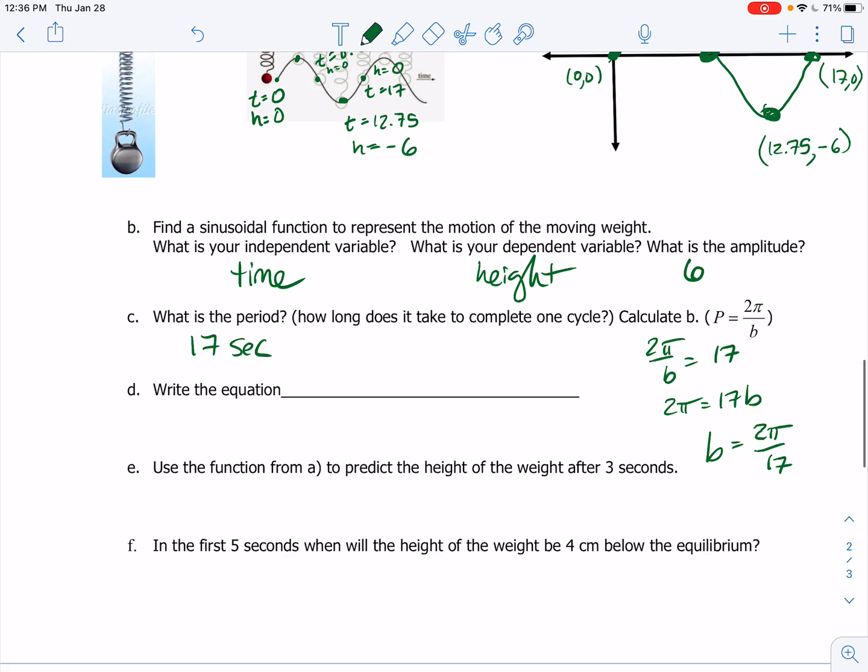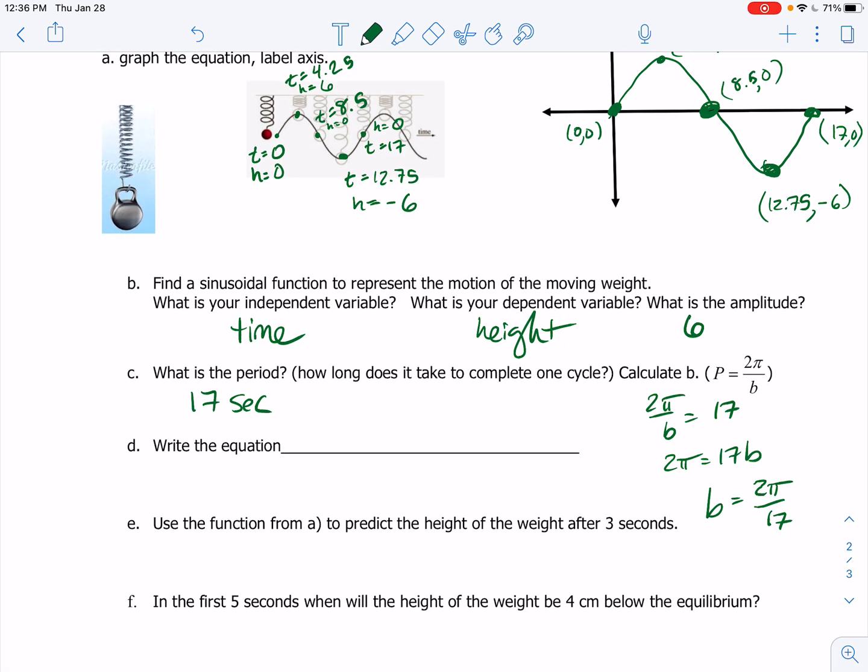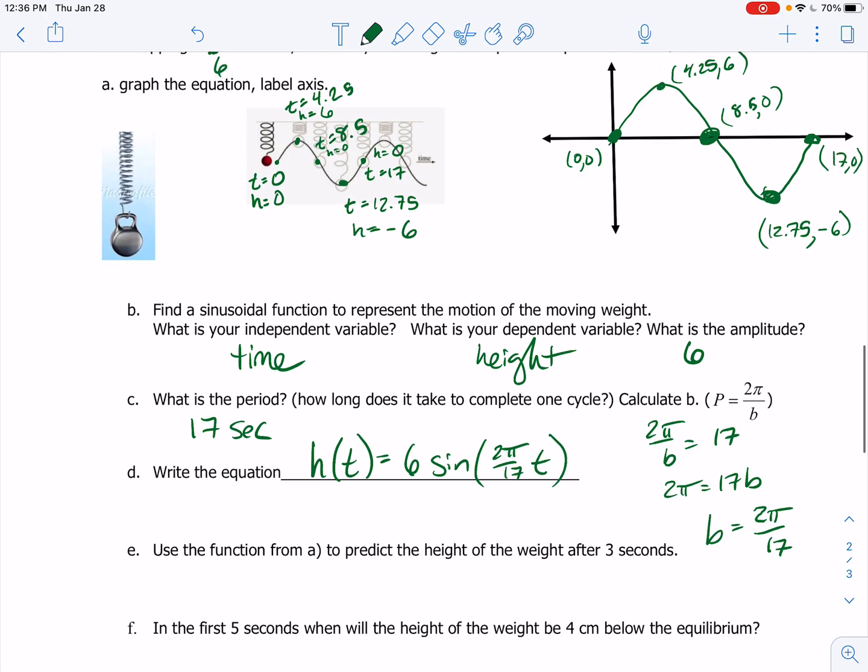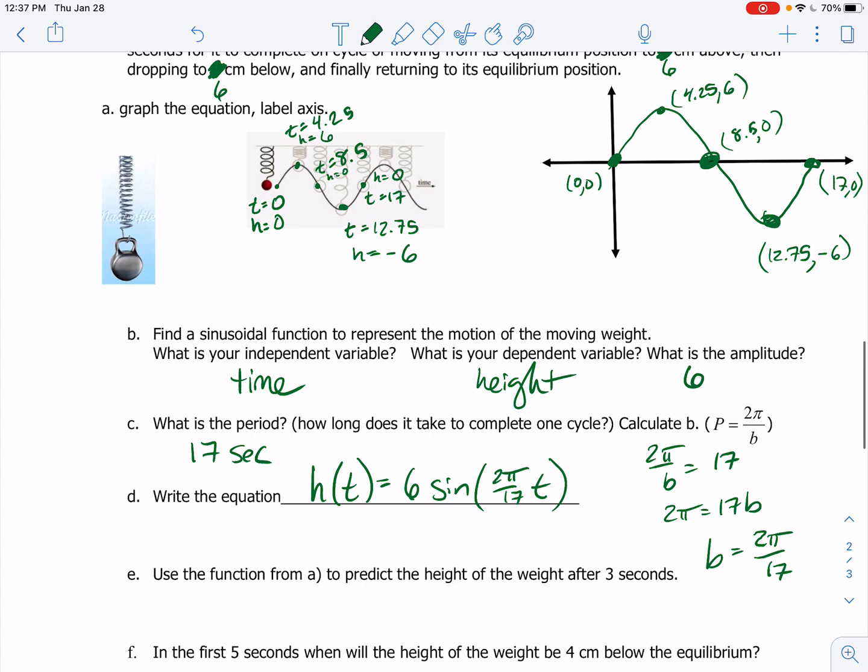So I can always write it as cosine, I can always shift it, but I'm going to do the most efficient thing, or the laziest thing. I'm not lazy, I'm efficient. And so we'll say the height as a function of time is equal to, our amplitude was 6. This looks like a sine curve. Our b value is 2 pi over 17. Here's t. And then we didn't need to shift up or down or left or right or anything. We're done. Use the function from a.